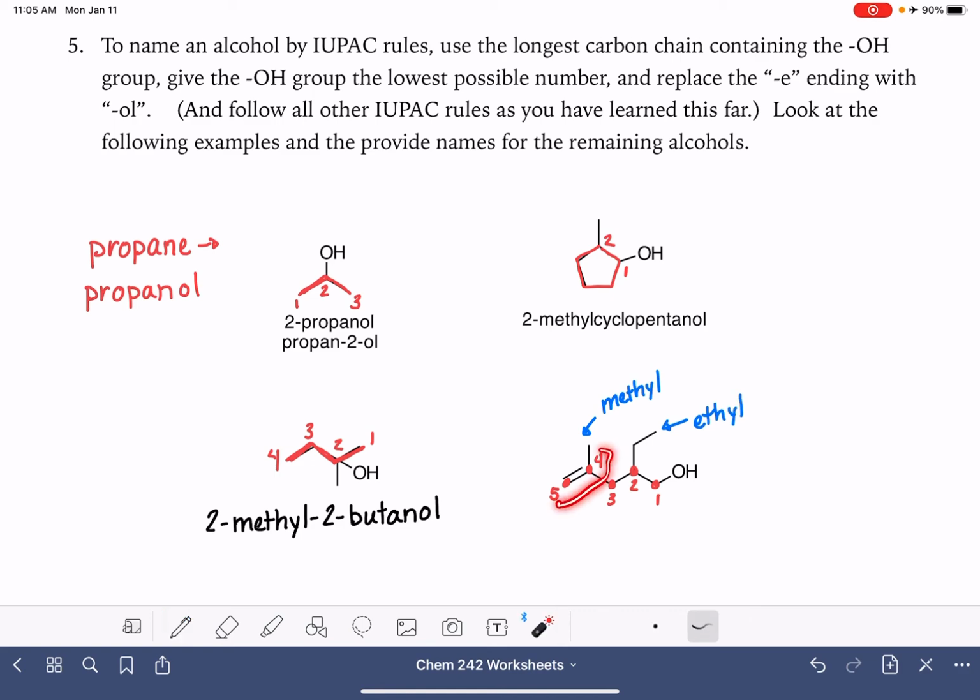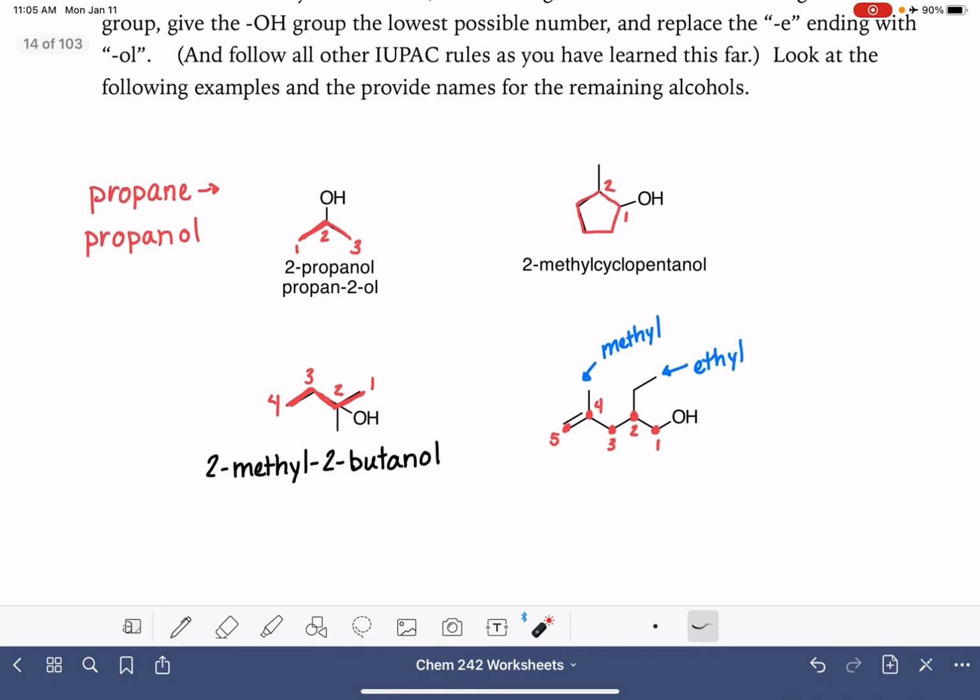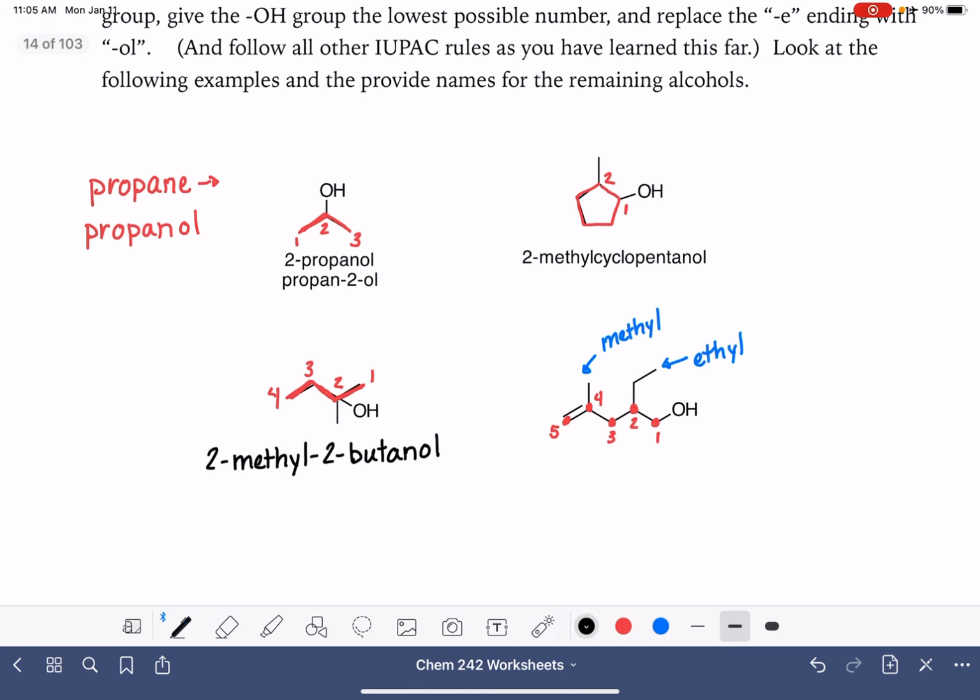I'm kind of ignoring the presence of the double bond. You might be wondering, isn't that a substituent? Should I be naming it? Double bonds and triple bonds aren't substituents. They're just a feature of the carbon chain. So they are going to be included in the name, but because they are not substituents, they're not going to be coming at the beginning of the name. Alphabetize our substituents. So we have 2-ethyl, 4-methyl.